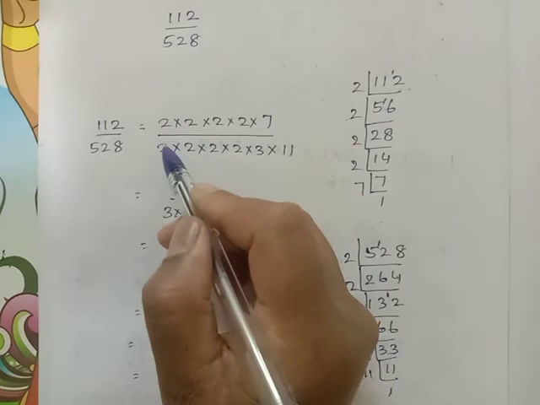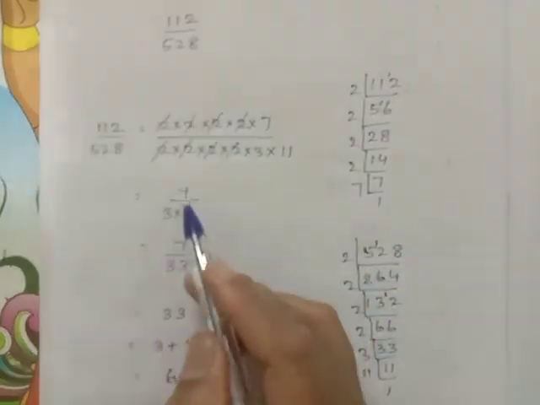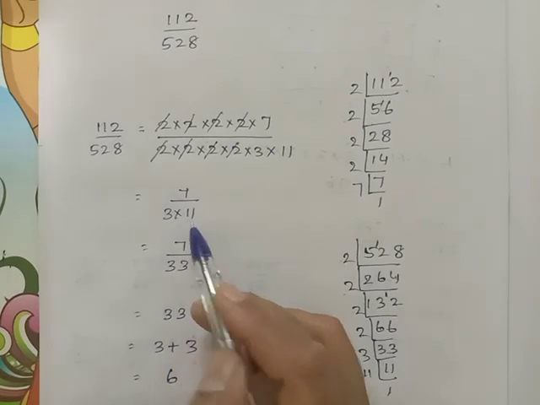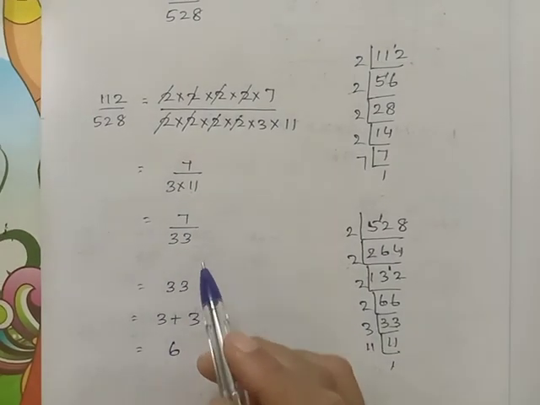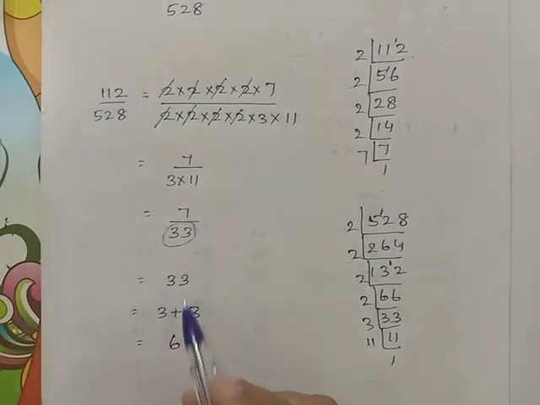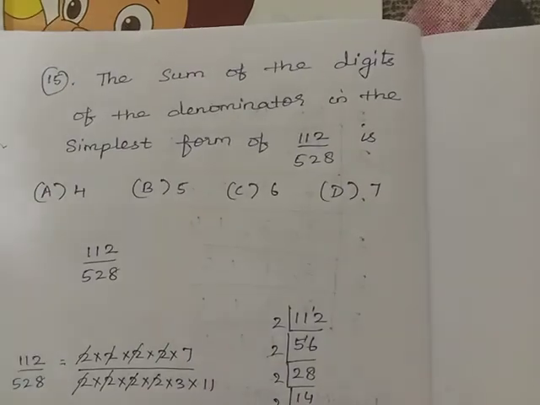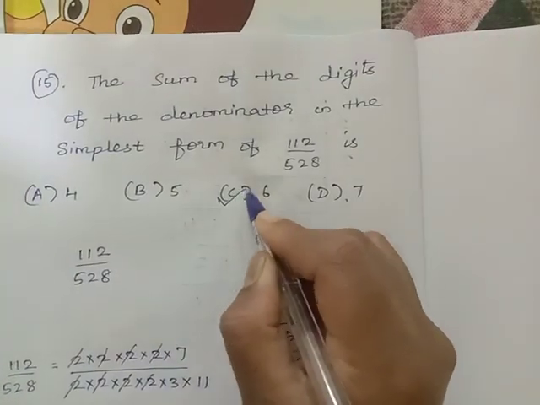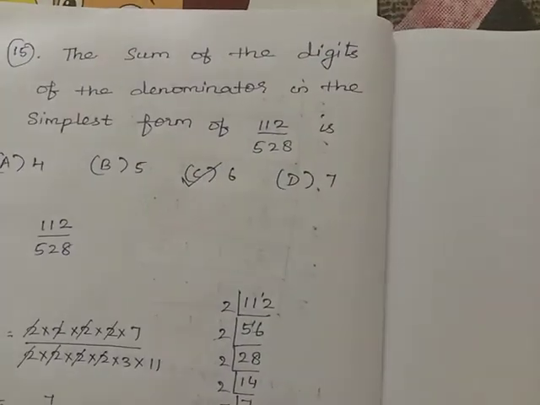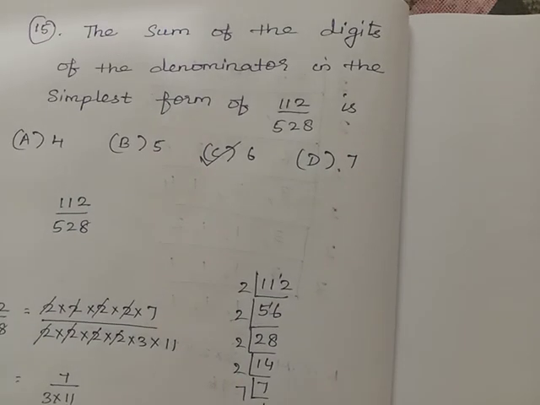So, similar terms will cancel. 2 gets cancelled, 2 gets cancelled. Balance 7 divided by 3 into 11, that is 7 divided by 33. Now, the denominator is 33. So 3 plus 3, 6 is your answer. So C is your answer. Take your own time and solve these problems. Thank you, children.